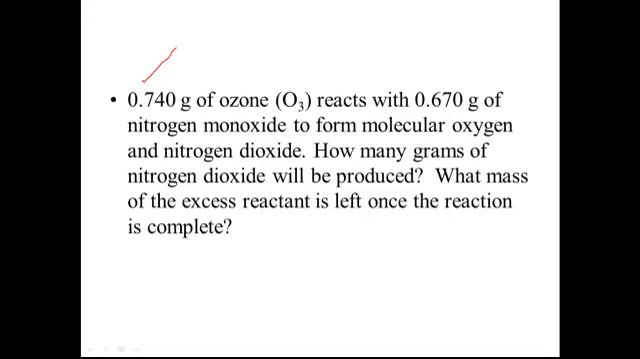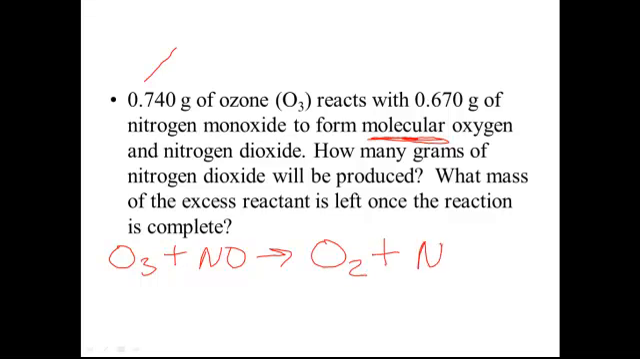So we're going to have ozone reacting with nitrogen monoxide. Ozone plus nitrogen monoxide, which is NO, producing molecular oxygen, that's oxygen as a molecule, so that's O2, and nitrogen dioxide, which is NO2. Now it looks like we've got 4 oxygens on the left, 4 oxygens on the right. We've got one nitrogen on both sides, so this one is already balanced.